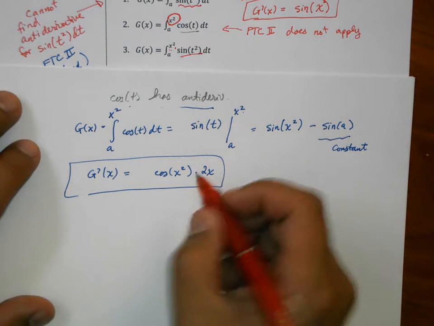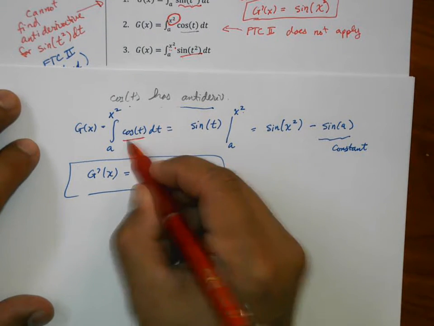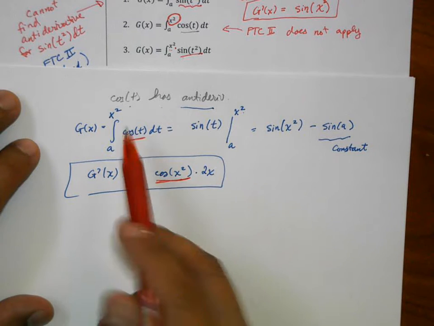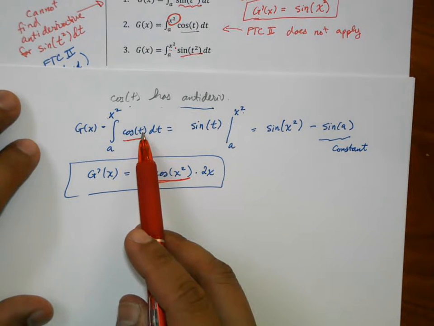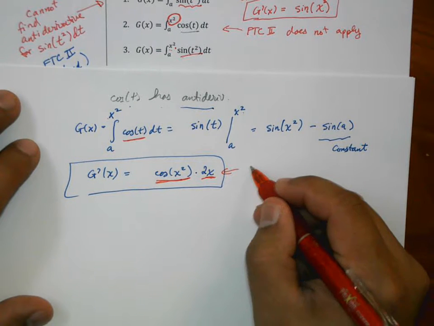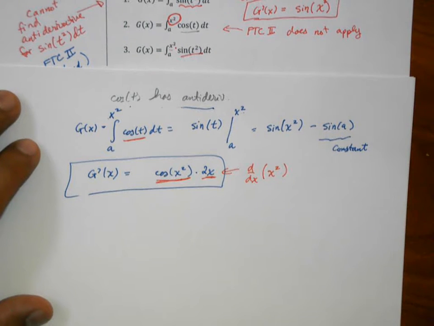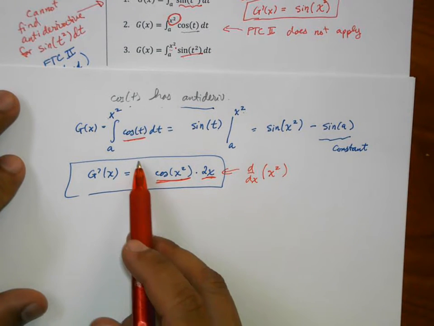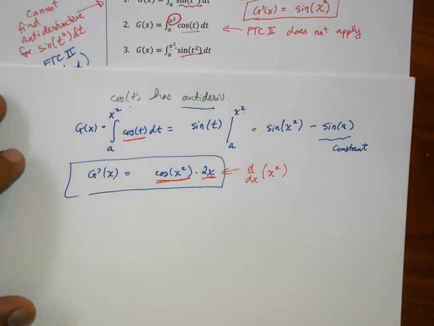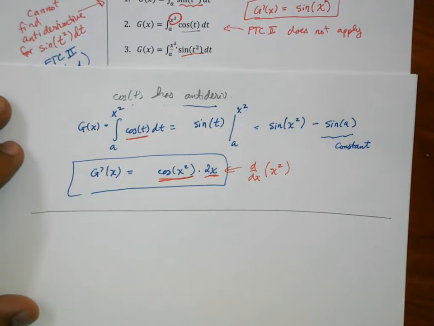And if you notice something here, cosine of x squared is kind of like this, except that you've taken x squared and plugged it in here. And 2x here is really just the derivative of x squared. Okay? So what was really happening here was that the chain rule seemed to be at play. So I'm going to solve number 3, and then I'll explain why I did things the way I did it.